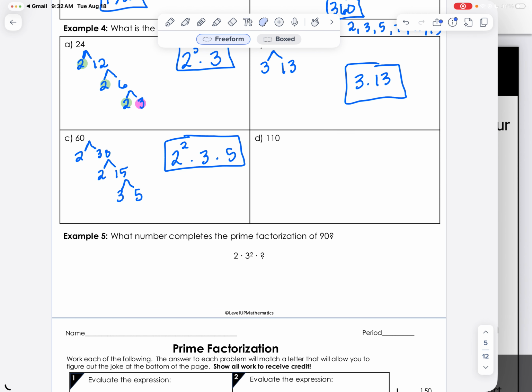All right. Now, pause the video and try the next problem on your own. When you're ready to check your answer, press play.